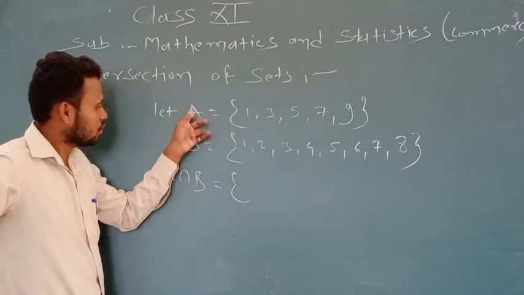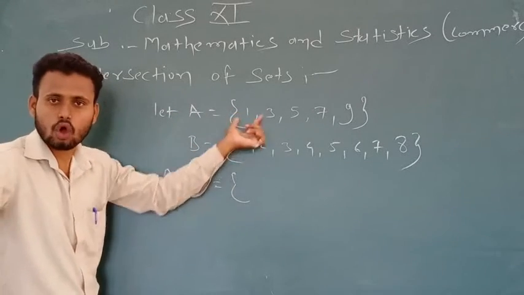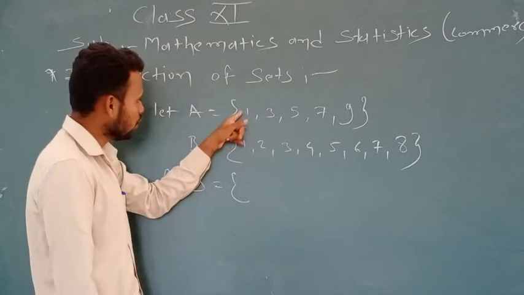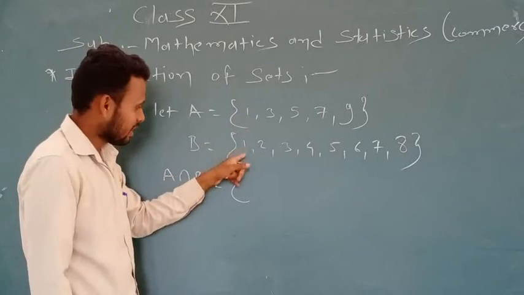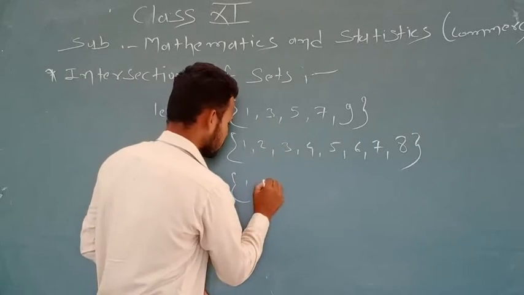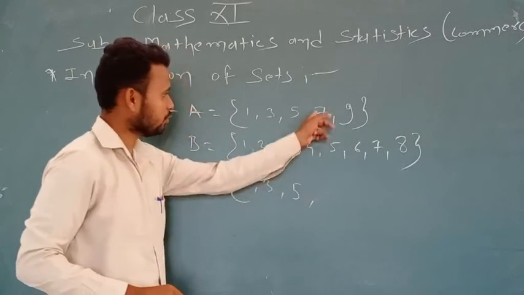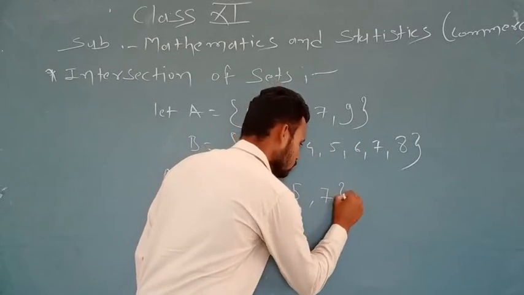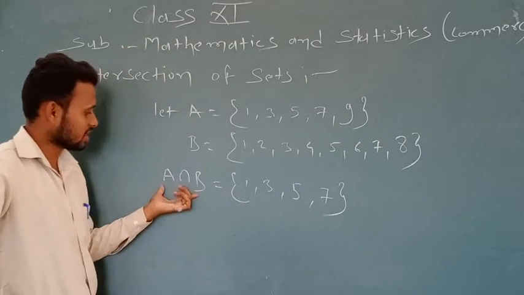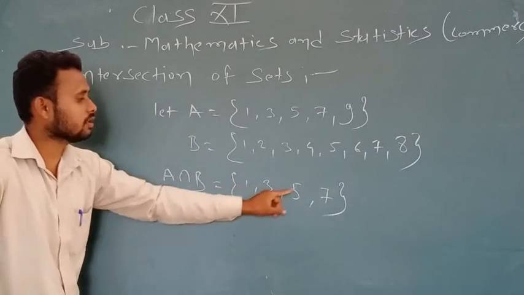It means, simply, when we take the intersection of two sets, we take the common elements of the two sets. Here the common elements in A and B: 1 is common, then 3, then 5, then 7, this also is common. Then 9 is in A but not in B. Therefore the intersection of A and B contains the common elements of sets A and B: 1, 3, 5, 7.